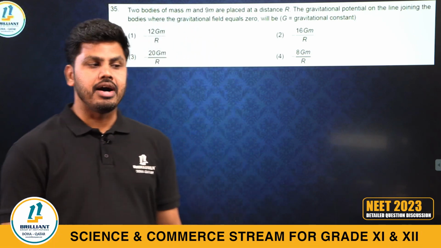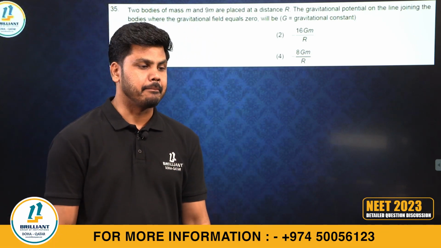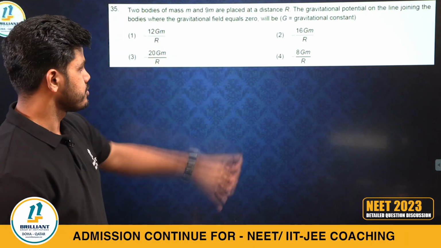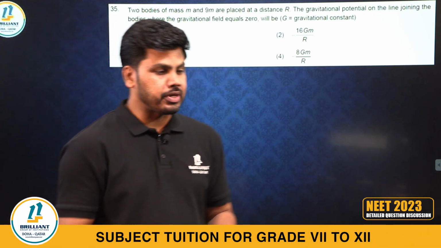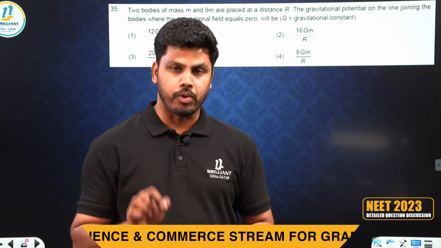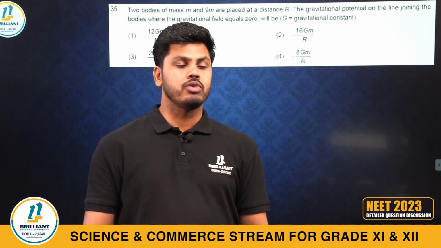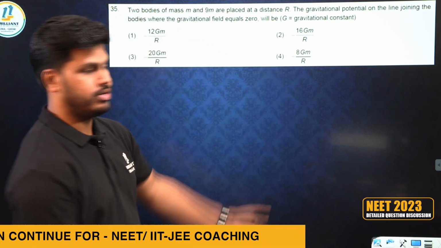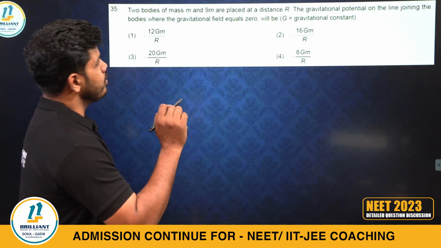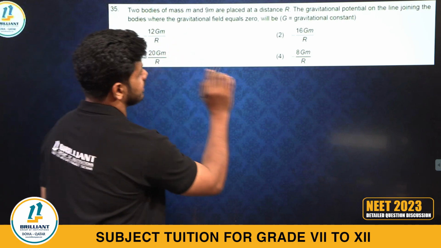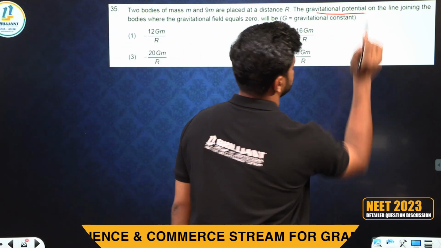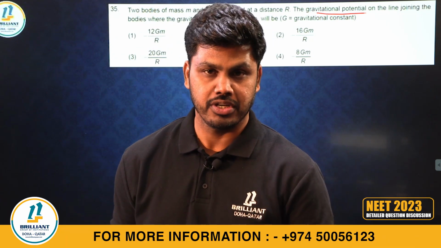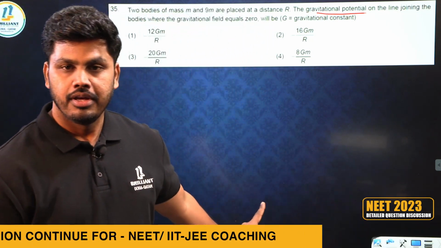Two bodies of mass m and 9m are placed at a distance R. The gravitational potential on the line joining the bodies, where the gravitational field equals 0, will be given by which of the 4 options? You are asked to calculate the gravitational potential at a particular point.